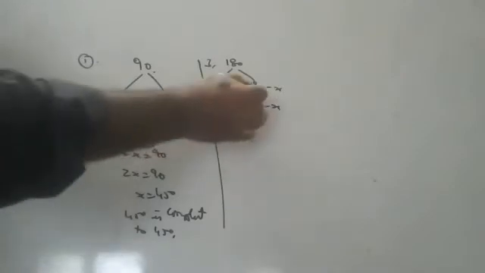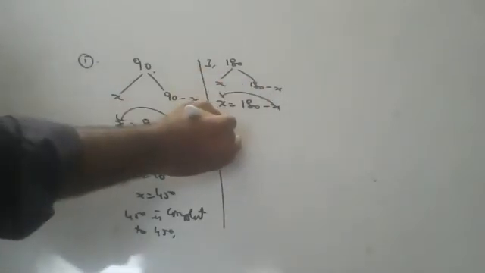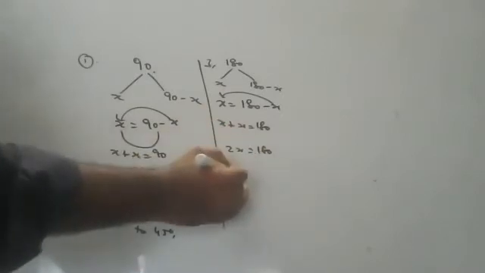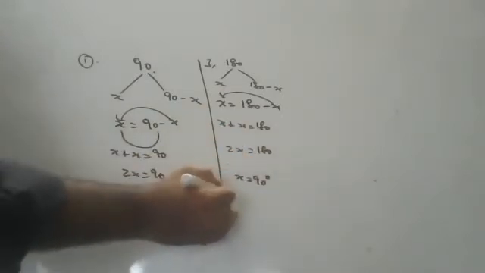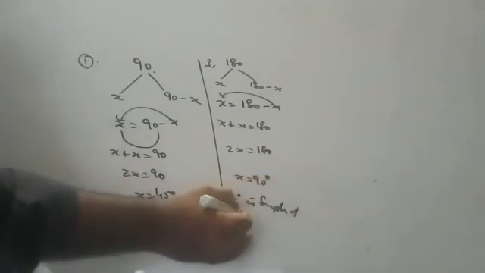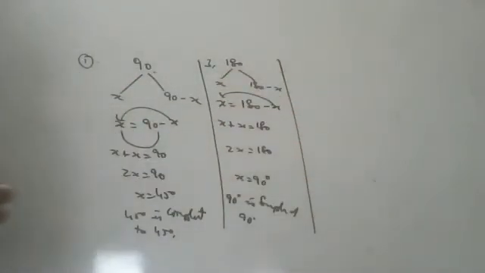They both are equal. Bring x here, children. x plus x is equal to 180. 2x is equal to 180. x is equal to 90. So 90 degrees is supplement of 90 degrees. Means they both are equal. Understood, children? The basic. Third question.